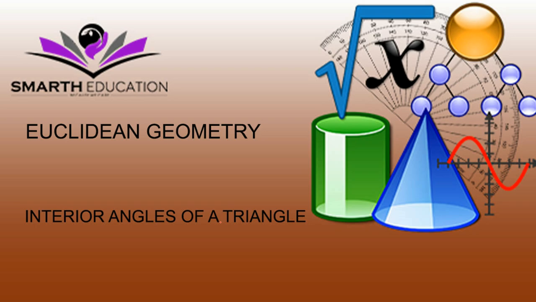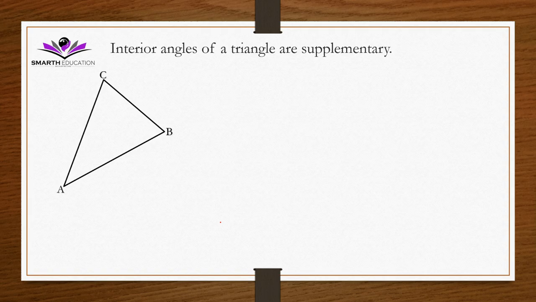So what do we know about interior angles of a triangle? We say the interior angles of a triangle are supplementary. It means that they add up to 180 degrees. So if you say angle A plus angle B plus angle C, these three angles add up to 180 degrees. These are interior angles of a triangle.